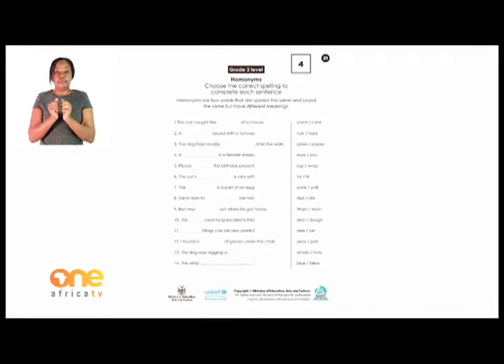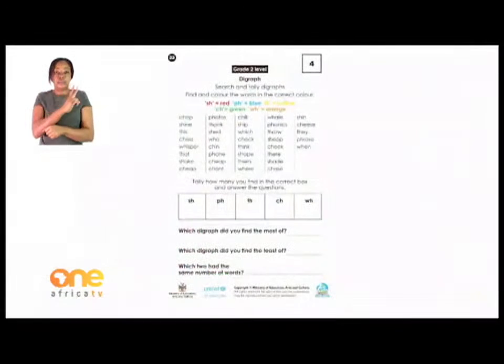Now, let's go to page 22. Grade 2, I hope you are still with me there. Please come with me to page 22, where we are going to look at the digraphs. Now we are going to find and color the words in the correct color. We have colors which are given to us there for the sounds that we are to do here.